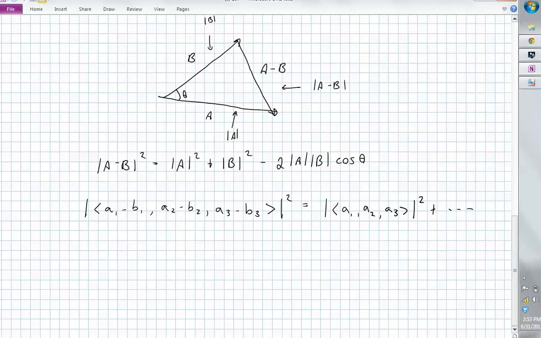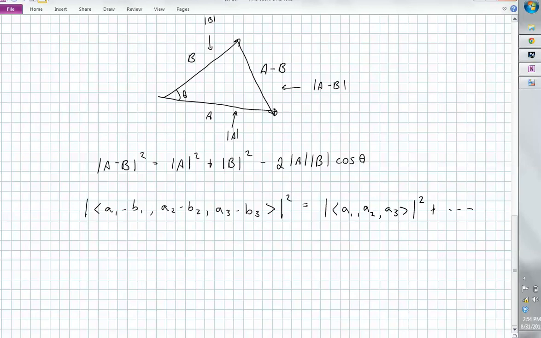Now, there's an A1 squared here, and there's an A1 squared here. And they cancel, right? Because they're on opposite sides of the equation. And there's a B1 squared here and a B1 squared here, and they cancel. Again, because they're on opposite sides of the equation. And there's an A2 squared and a B2 squared, and an A3 squared and a B3 squared. So in the end, after all the cancellation, what happens to these two guys? They're gone. What's left behind on the left-hand side?